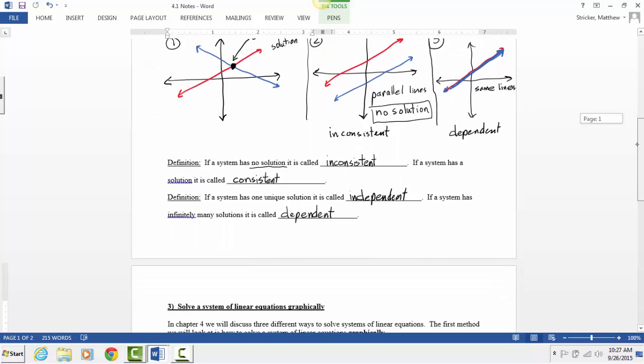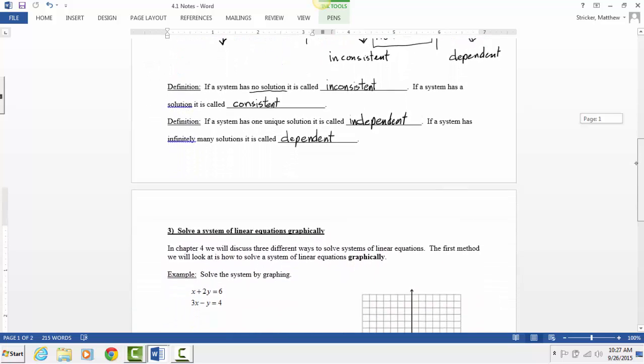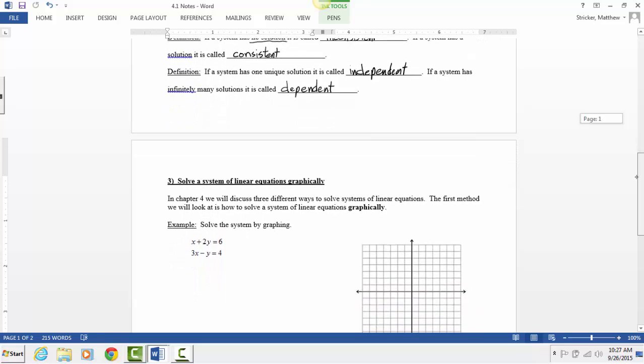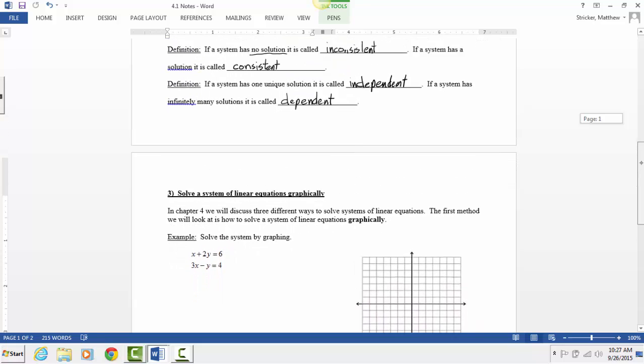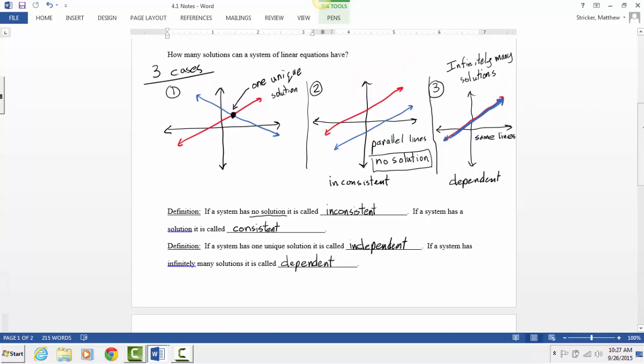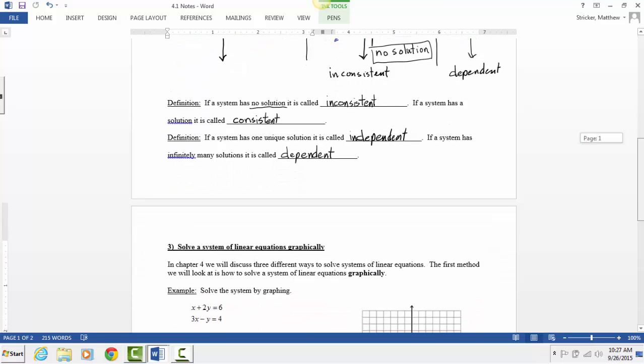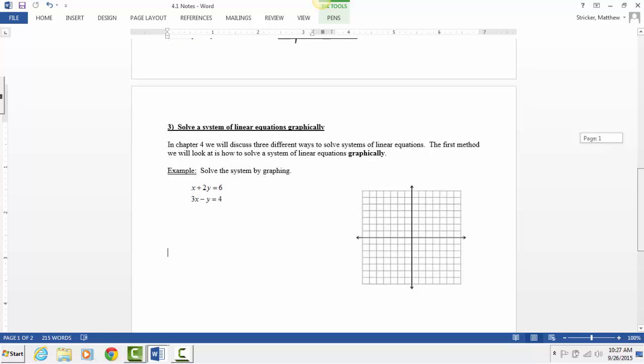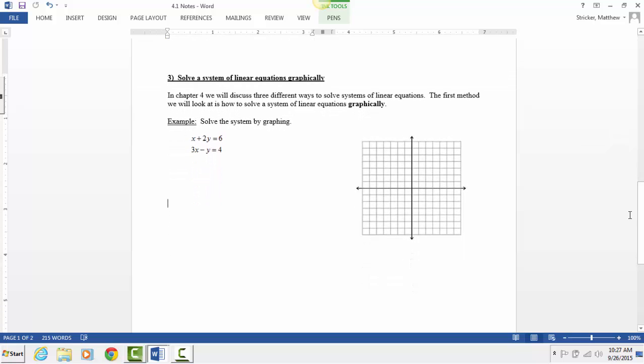So let's look at an example. In this first section, we are just going to solve systems graphically. In other words, we're going to visually graph both lines and see if there's one solution, no solution, or infinitely many solutions. So this goes back to being able to graph like we learned last chapter. We have two lines here, and because it's a system, we want to graph both lines on the same graph.